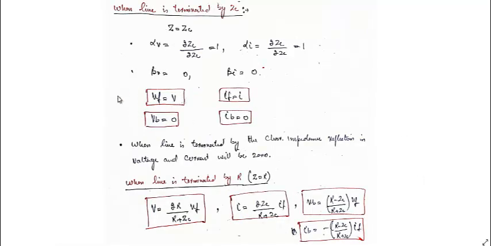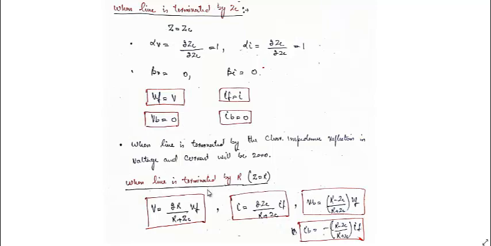So Vf is equal to V, the forward voltage is the same as the incident voltage. The forward current is the same as the incident current. Vb is equal to 0, Ib is equal to 0. When the line is terminated by the characteristic impedance, reflection in the voltage and current will be 0. It means the line will behave as an infinite line, as if there is no junction. Even if there is a junction where we have put an impedance Zc, when Z is equal to Zc it behaves as an infinite line from 0 to infinity. So there will be no reflection of the voltage or current.